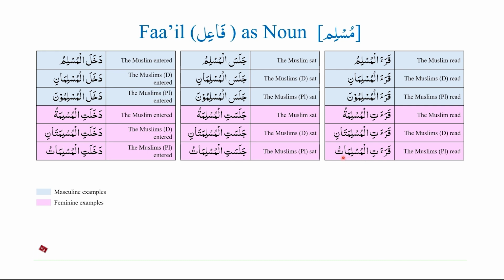The Muslim sat. Jalasal Muslimu. The Muslims sat, referring to dual and masculine. Jalasal Muslimani. The Muslims sat, for the plural number. Jalasal Muslimuna. Again, notice the ani ending sound and una ending sound. Now looking at the feminine examples. The Muslim sat. Jalasatil Muslimatu.